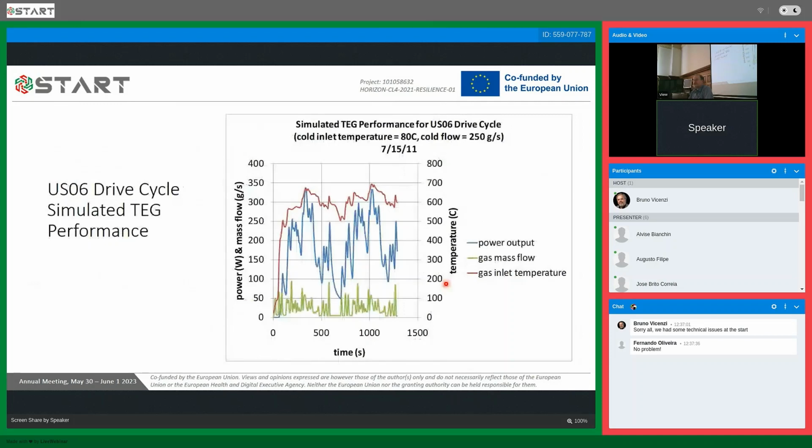And then in so doing that, we also were able to simulate a drive cycle for a passenger vehicle. And in this case, we were able to input the temperature and mass flow information for such a drive cycle, and putting that with the TEG, we could simulate its performance. And you can see the power output.